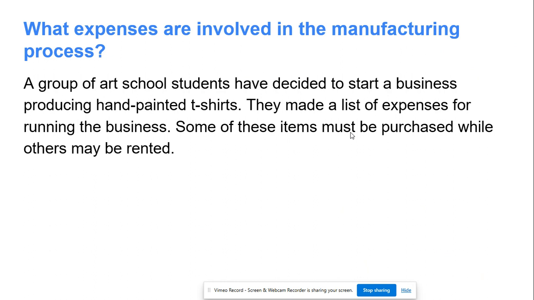And so we started thinking about, if we were going to manufacture things, what type of expenses are involved with that. We started talking about these art students, and they're going to make hand-painted t-shirts. They're going to make hand-painted whatever. They're going into business. They're going to mass produce it. So what are the things that they're going to need to run this business?